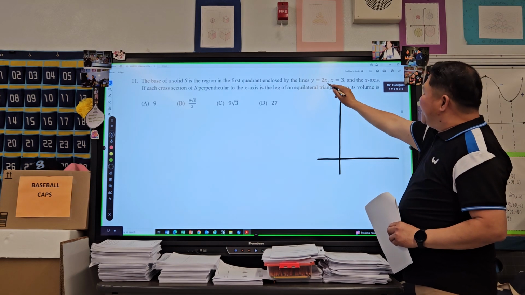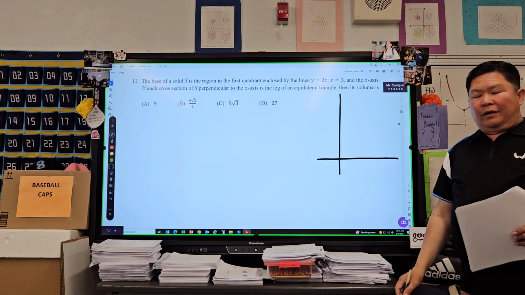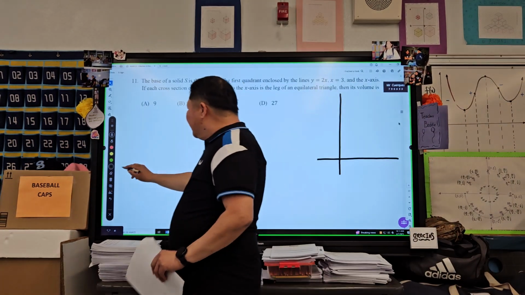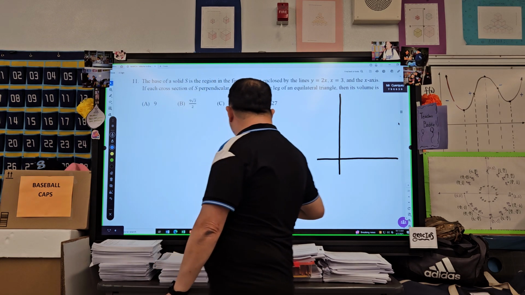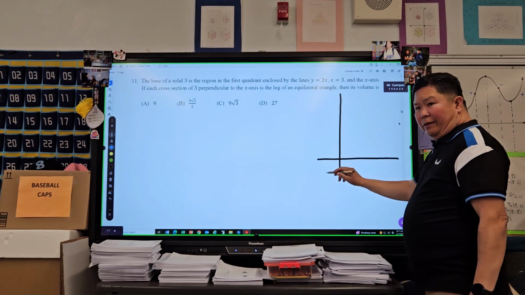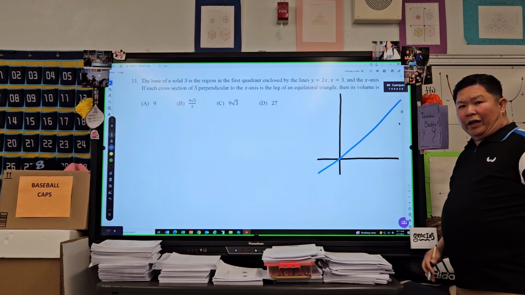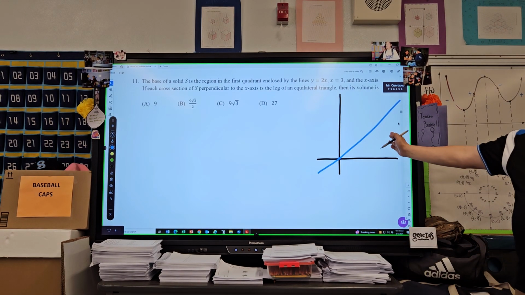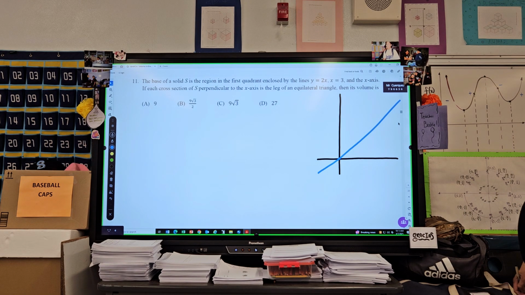So this is y equals 2x. That means if I draw this one, and I use blue color for the line, like that, okay? Let's just have a rough estimate of the graph.